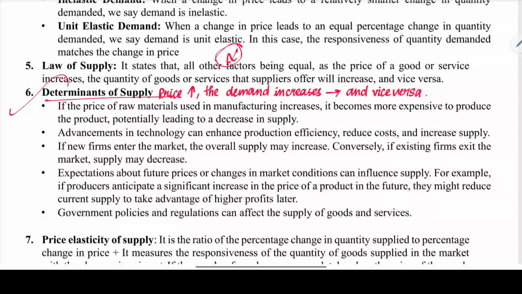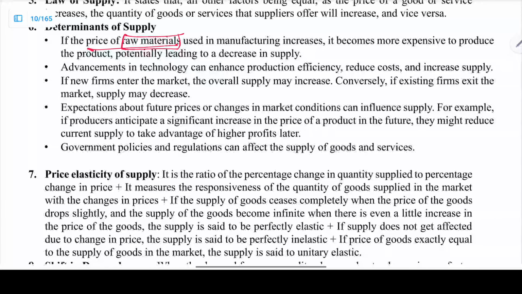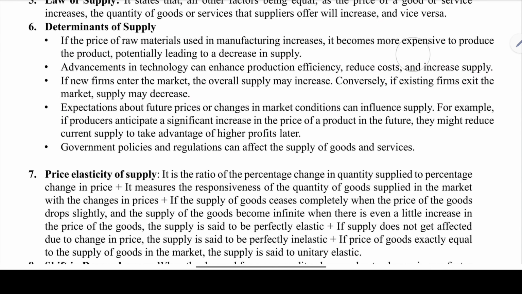What are the determinants of supply? First is the price, then advancement in technology. Let us discuss one by one. If the price of the raw material used in manufacturing increases, the raw materials are becoming expensive, then it becomes more expensive to produce, potentially leading to a decrease in the supply.